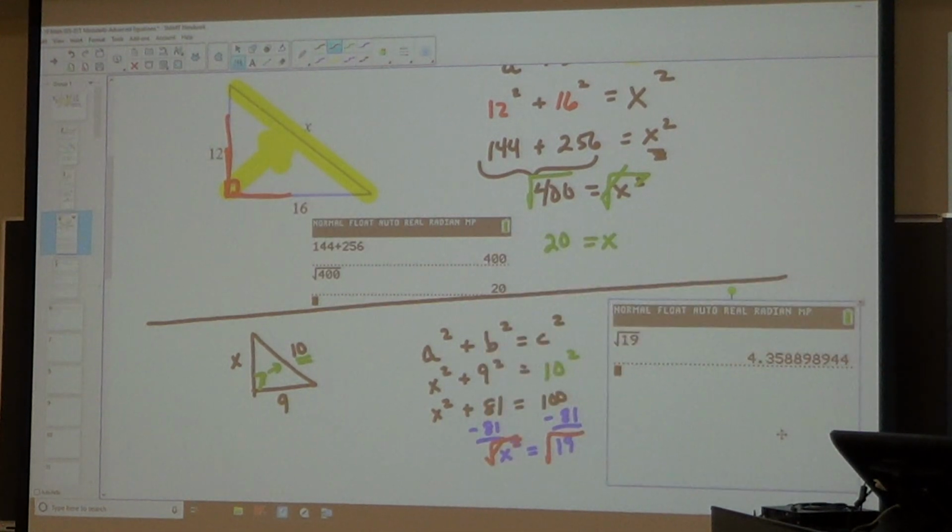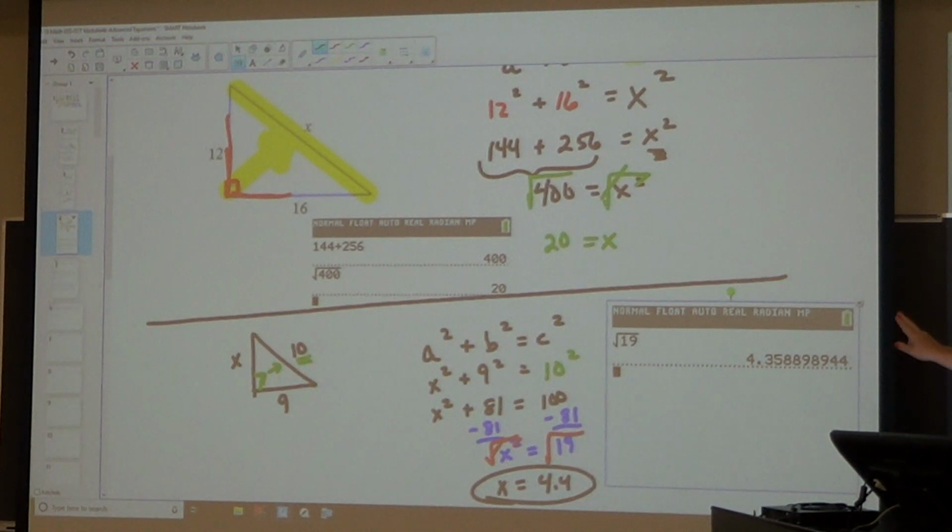And in ALEKS, they'll tell you to round to the nearest tenth, so it's going to be x equals 4.4. So sometimes you will have to add the numbers, and sometimes you'll have to subtract the numbers, according to where x is.